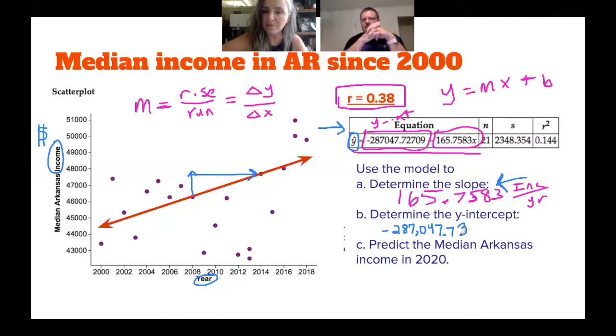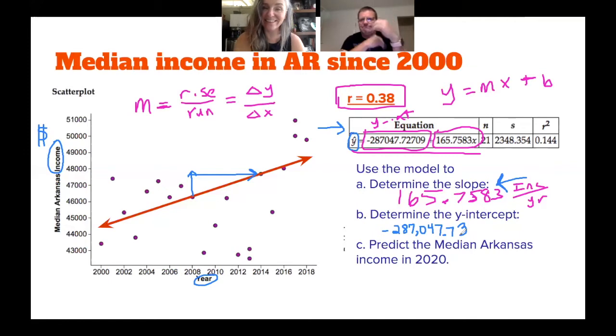What do you think, Mr. Bobby? Well, that's supposed to be income, but I don't want to owe $300,000 or almost $300,000. That doesn't make sense to me. Right. So why do you think in this context the number doesn't make any sense? Well, because we're doing years and we're pretty far into this calendar we call the Gregorian calendar. That would be what the equation would have predicted my income would have been in year zero.